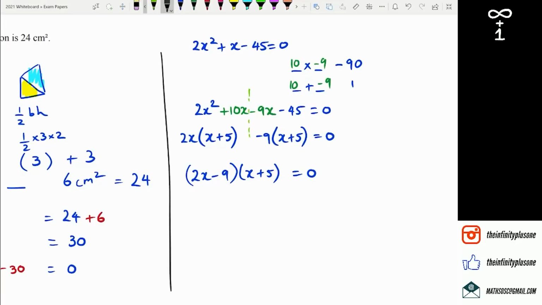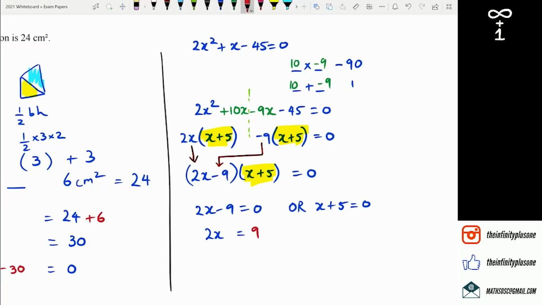Just to reiterate, if you're trying to figure out where that 2x came from and where the 9 ended up, because x plus 5 is a common factor, it's going to be coming out on the side. It doesn't matter where you put it, as long as you have it inside a bracket. So what we've got here is 2x minus 9 is equal to 0, or x plus 5 is equal to 0. In the first situation, we've got 2x is equal to positive 9, and then x is equal to 9 divided by 2, so x is equal to 4.5. Or on this side, x equals minus 5.